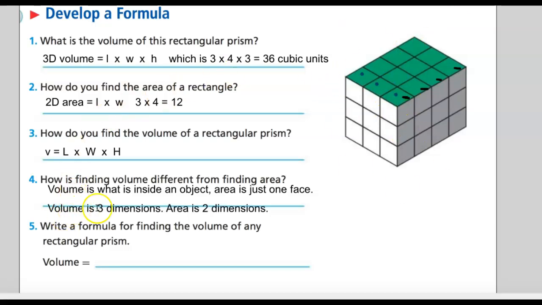Another way to think about it is volume is 3 dimensions. Remember, length, width, height, but area is only 2 dimensions, just the length and the width, because there's no height. It's flat. It doesn't go up. So that's a good way to remember. I hope that helps. So we're going to write a formula for finding the volume of any rectangular prism, and we've done that. And that, again, is length times width times height. That's what you do for every single prism, okay?